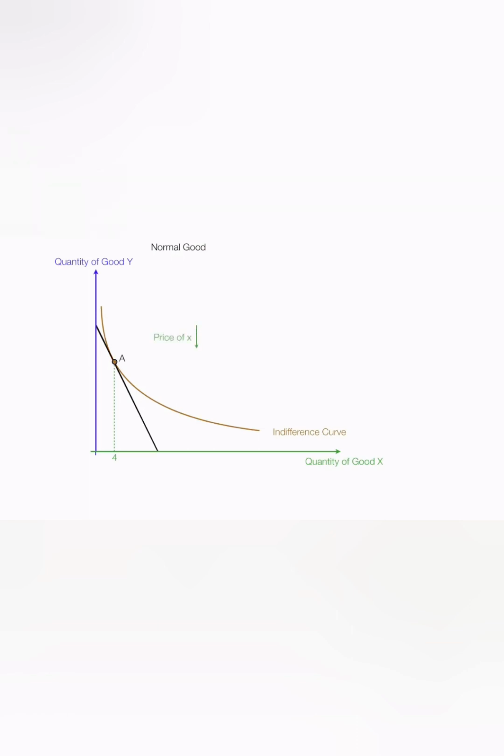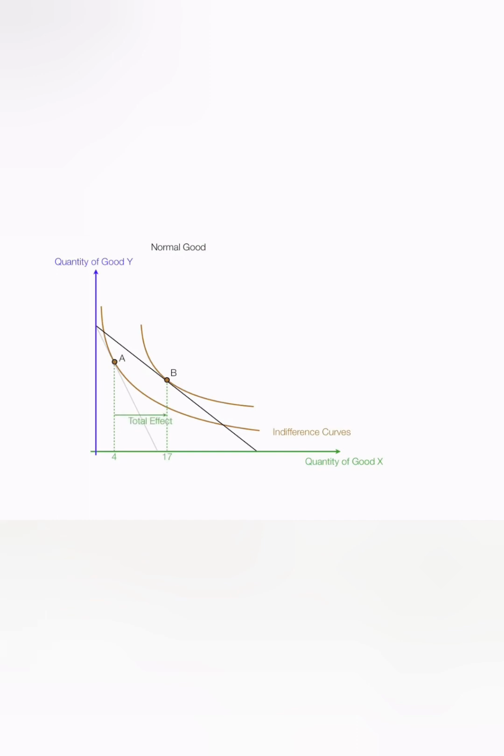Now I'm going to have a price decrease of good x, so the quantity of good x is going to go up. The budget line rotates outwards, so the consumer can actually buy more of good x, like that. I'm going to draw in a second indifference curve. So the consumer will move to point B and consume 17 units of good x at that point.